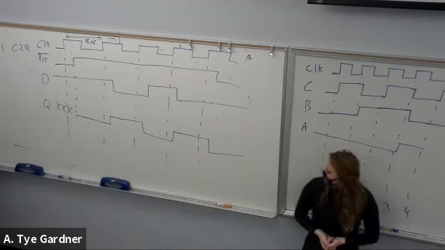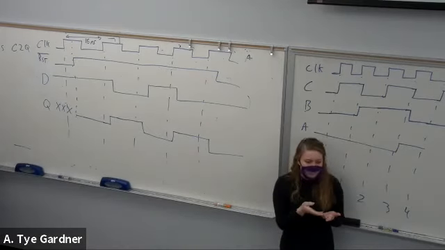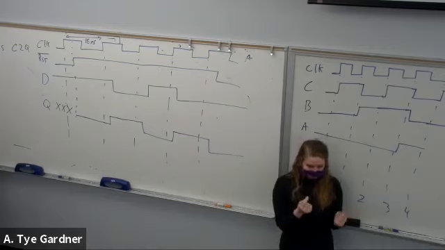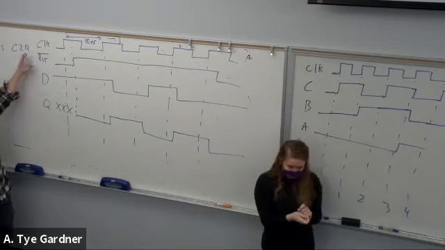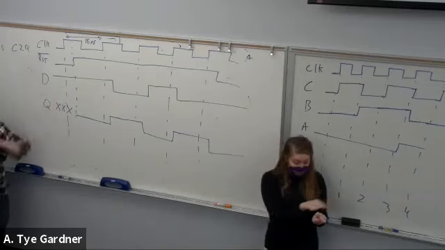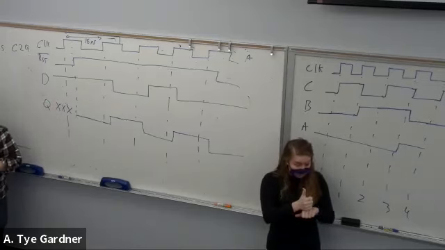So that's the general process that you're going to want to look for, which is identify where it might change, take into account your reset, and then start drawing your D.